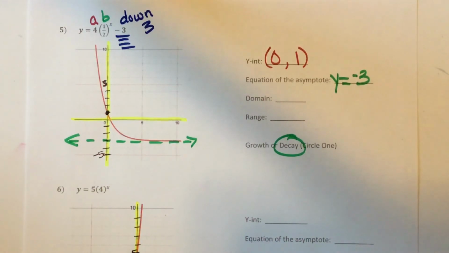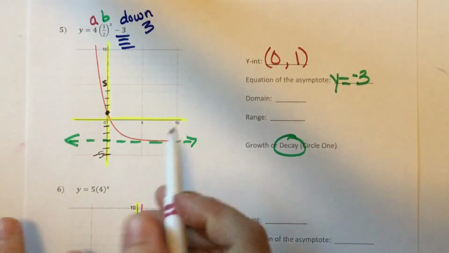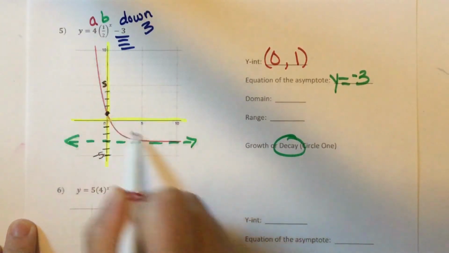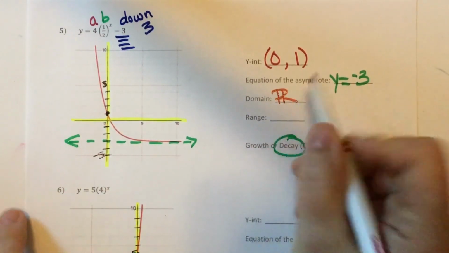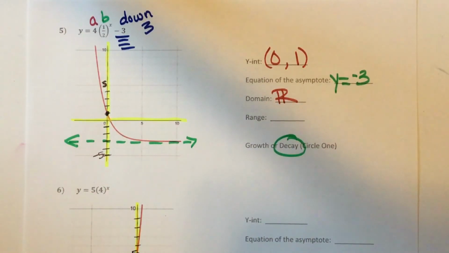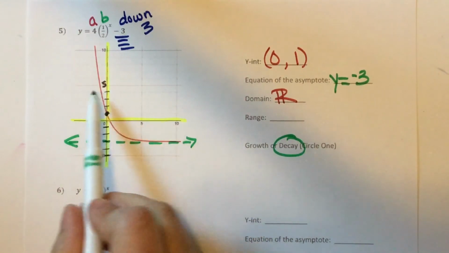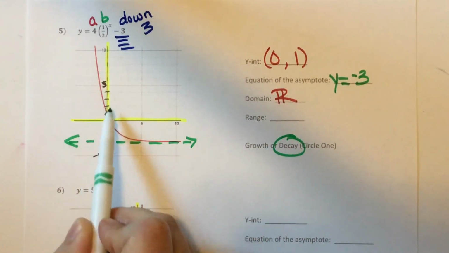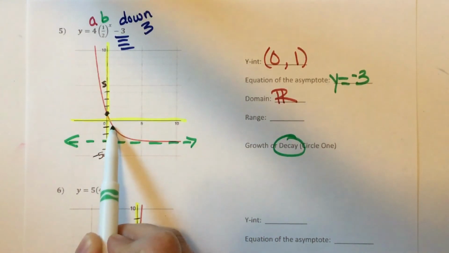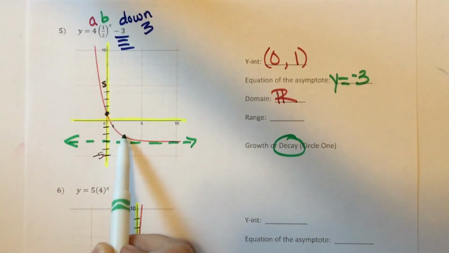What do you think the domain is? All real numbers, forever to the left, forever to the right. Now let's talk about range. So up here your y is a 5, here your y is a 1, here your y is a negative 1, and it goes down and down and down.